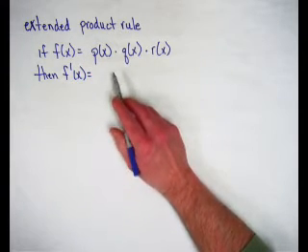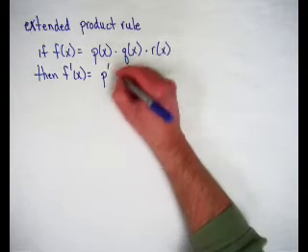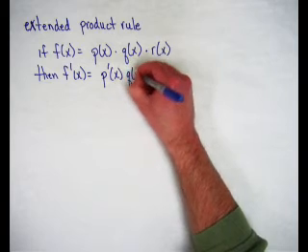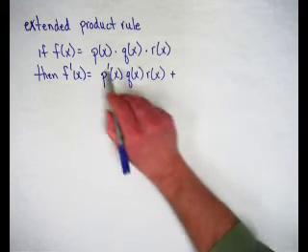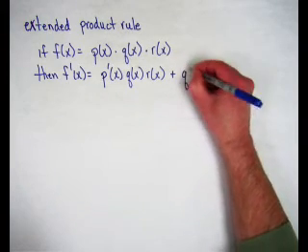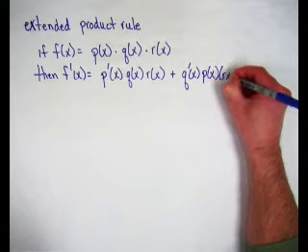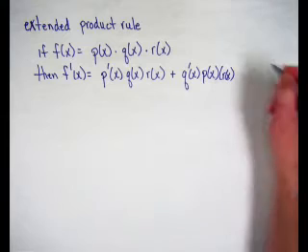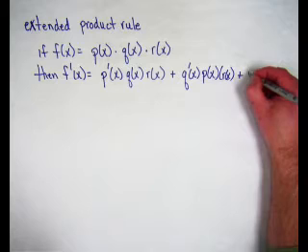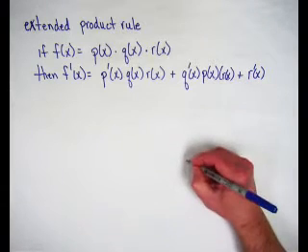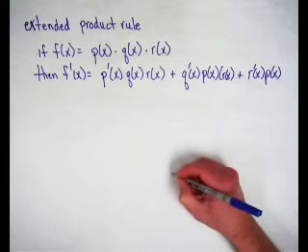it's identical to the product rule for 2. You take the derivative of the first function, p, and you multiply it by q and r. Then you put a plus sign, and you just work your way through all the factors. You take the derivative of q, and you multiply it by p and by r, plus, and then you finish off by doing the last one. You take the derivative of r, and you multiply it by p and q.